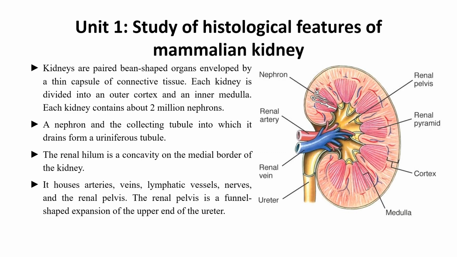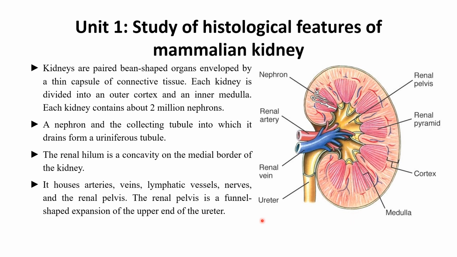In this session, we shall consider the study of histological features of mammalian kidney. The mammalian kidneys are paired bean-shaped organs enveloped by a thin capsule of connective tissue. Each kidney is divided into an outer cortex and an inner medulla, and each kidney contains about 2 million nephrons.